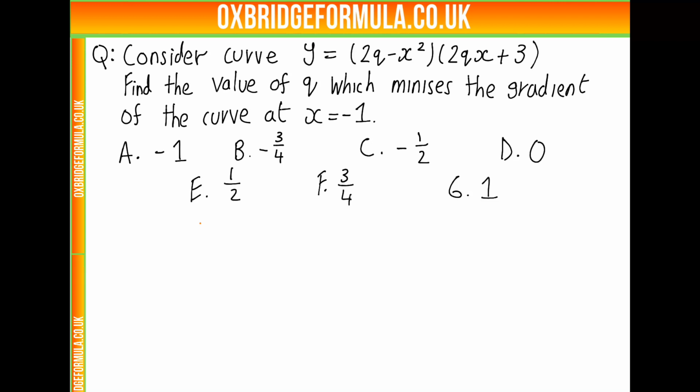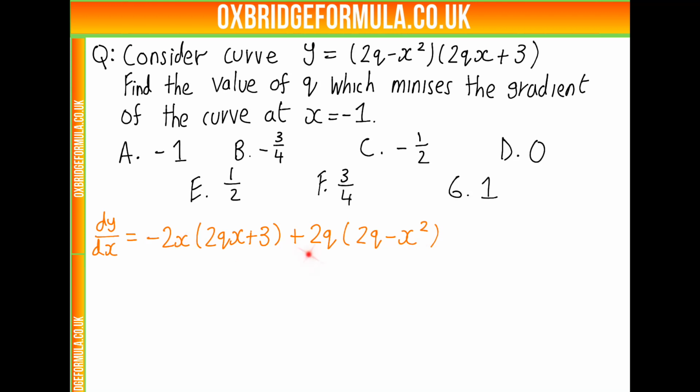Now, to solve this, the first step is we're asked about the gradient of the curve, so let's get an expression for the gradient of the curve, i.e. dy by dx. So how do we differentiate this? Well, we've got a product of two things, and we know how to differentiate 2q minus x squared. We know how to differentiate 2qx plus 3, so it's time to use the product rule. So let's differentiate this to get minus 2x times the 2qx plus 3, and then vice versa, differentiate 2qx plus 3 to get 2q, so we get plus 2q times 2q minus x squared.